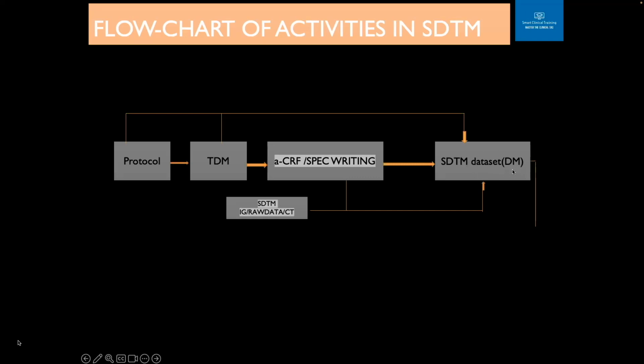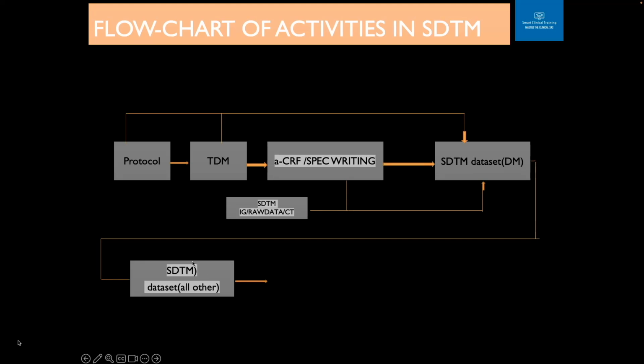The first dataset we create is DM, which is called demographic. Once demographic is completed, then we work on all the other SDTM datasets. Why do we create DM first? Because the DM dataset would be the input. Along with the raw dataset we receive from the DM team, we also need to use the demographic domain if I'm working on another dataset in SDTM. That's why we create this dataset first. Once this is in place, then we go ahead with all the other datasets in SDTM.